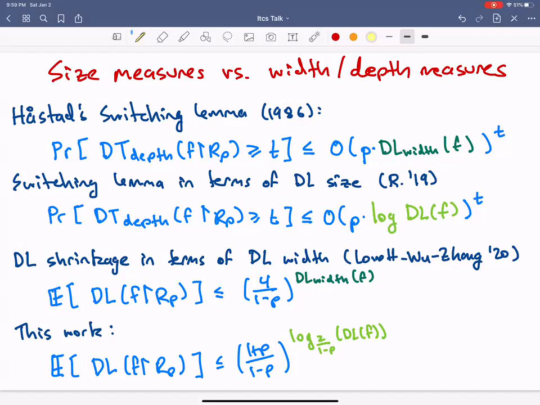It doesn't really matter what it's saying, just that we get a tail bound on the decision tree depth of the restricted function in terms of the decision list width of the original function. In a paper a few years ago that was a precursor to this current paper, I proved a version of the switching lemma in which decision list width is replaced by log of decision list size.